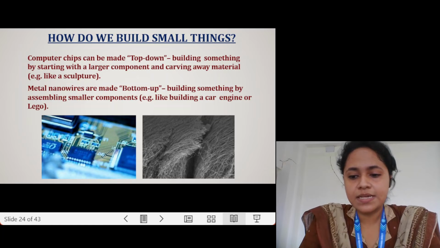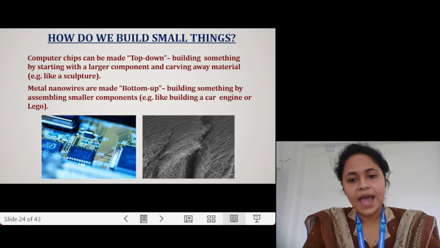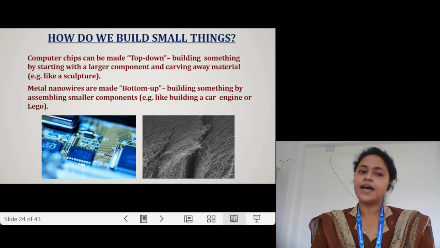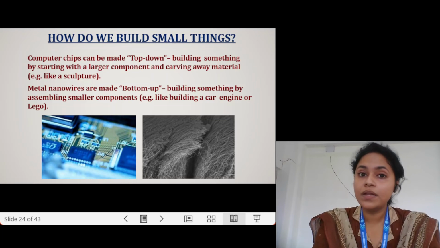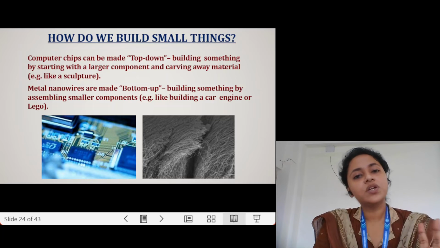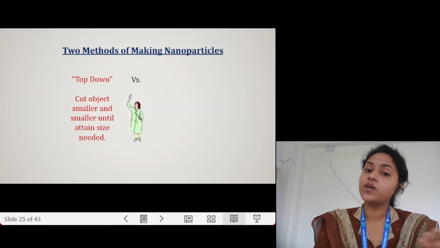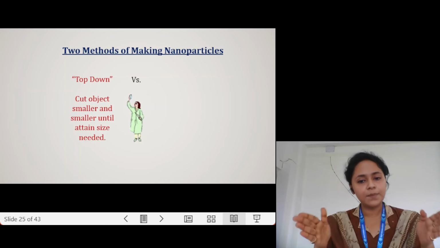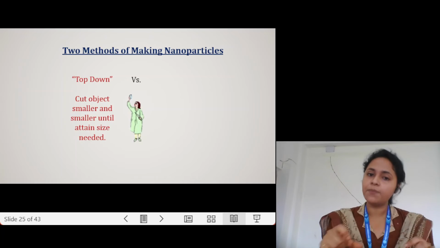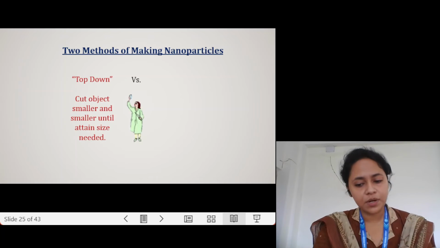Now the question is, how will we be able to prepare such small things? As you have seen, nanotechnology is something that we can't see with our human eyes. So how will we build that? There are two ways out. The first is the top-down approach. What is a top-down approach? You consider a bulk material, a bigger material, you start cutting, and you end up with a dimension in the nano range. So this is the top-down approach.